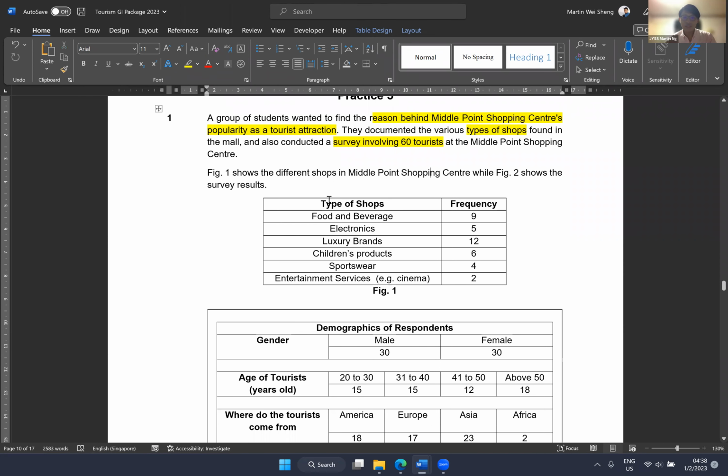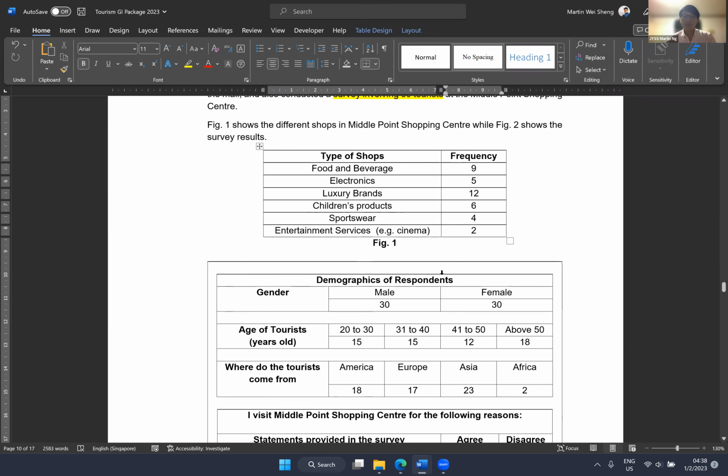Now, figure 1 shows us the different types of shop. And frequency over here refers to the count of each type of shop. So for F&B, there are 9 shops that are considered F&B shops in the mall. Then electronic shops, there are 15 shops. Luxury brand, there are 12 shops. Children's products, there are 6. Sportswear apparels, they have 4 shops. And finally, entertainment services, they have 2. So when we look at this shopping mall, very clearly this mall is quite atas. Because they actually have 12 luxury shops, which are the most in the mall.